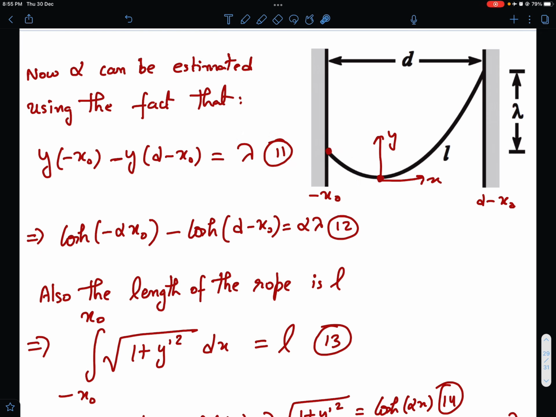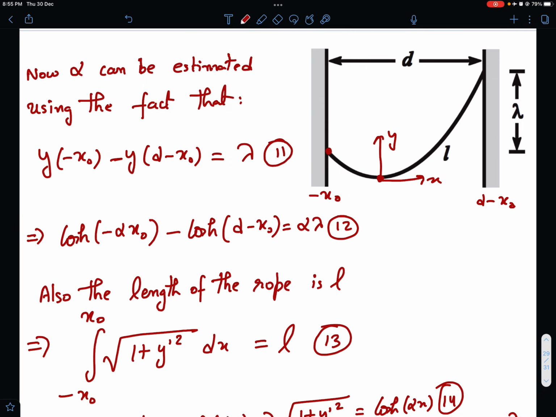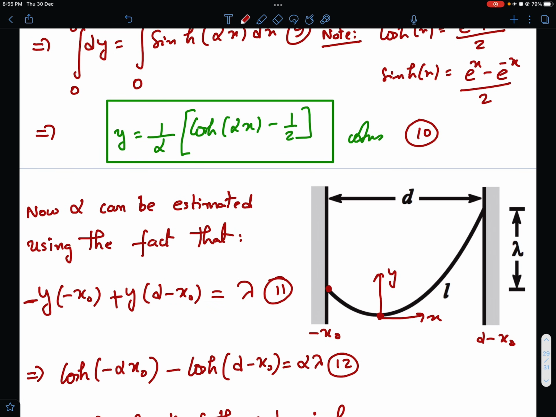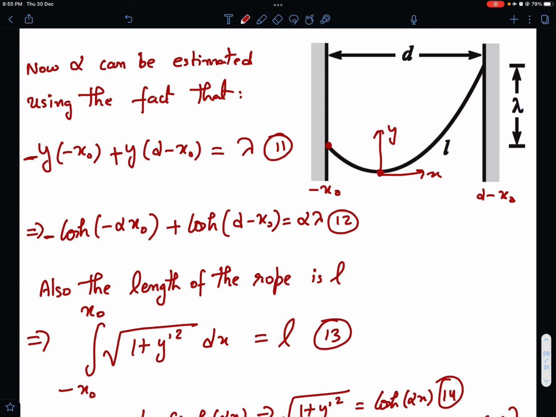this should be equal to lambda, right? I think I've messed it up a little bit, although final calculations I've done right, but let me try to correct it here. So it should have been y of d minus x naught, this should have been plus over here, and this should have been a minus over here, right? And accordingly, y was this, so alpha, if you take there, that will become lambda alpha, and there will be a minus sign then over here, and there will be a plus sign over here then, okay? So this is one condition, okay?